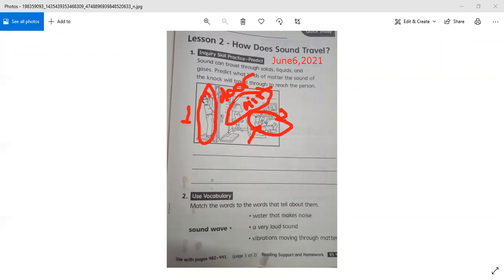And it will travel through gas, which is the air, and by the end, the man will be able to hear the sound. Okay, guys, so we have here solid, which is the door, and the air, which is gas. So I want you to write the answer after me, please.